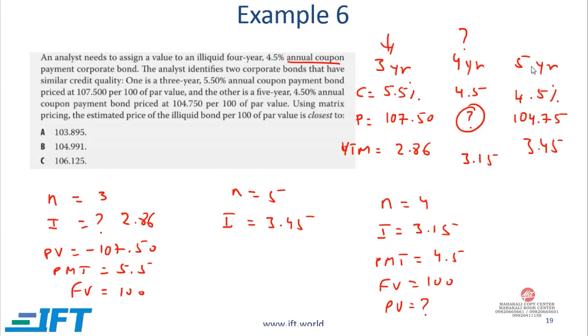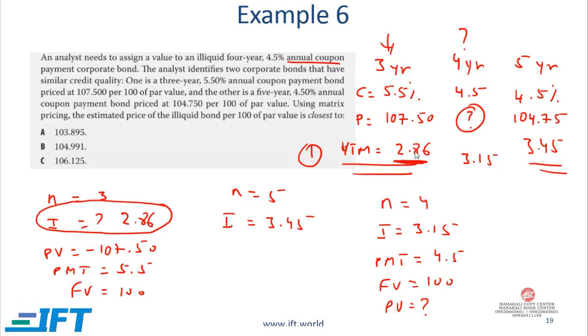And then we also have a 5-year bond which is traded, so we do have the market price. Step 1 is to come up with the YTMs for the traded bonds, and this is fairly straightforward. We have done this earlier. Given that the bonds are annual, we use N is equal to 3 for the 3-year bond. The interest rate is what we need to figure out. PV is minus 107.5, that's the price. Payment is 5.5, that's the annual coupon rate, and future value is 100. When you plug in the numbers, you should get an interest rate of 2.86. This is the YTM for the 3-year bond.